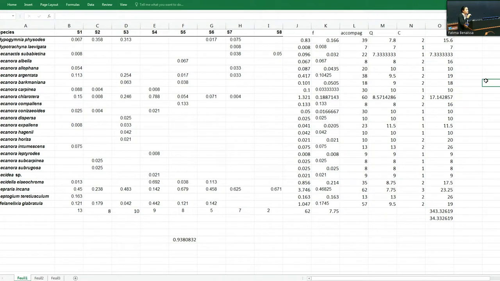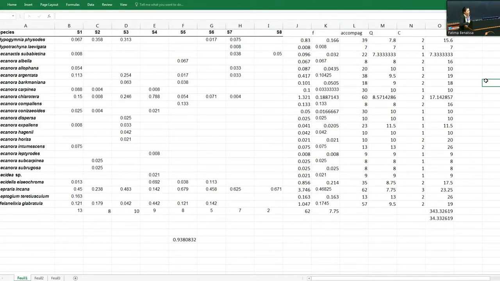We correct? So to calculate the Q, we have to calculate the number of accompanying species. For each species, for example, for the first one, it exists in the seed 1, seed 2, seed 3, seed 6, and seed 7. And the number of accompanying species in the first seed is 12, right? In the second is 8. In the third, the number of accompanying species is 9.